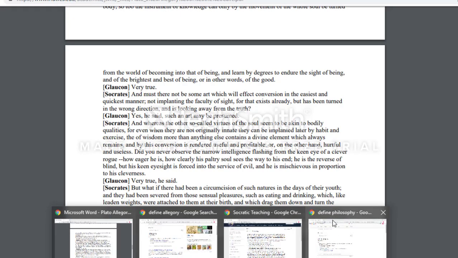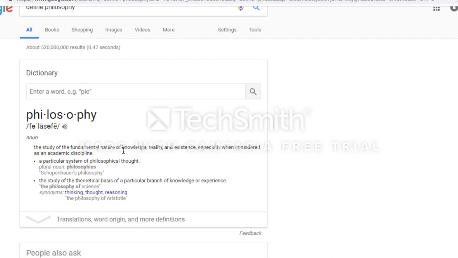And by the way, to those who don't know what philosophy is, it's the study of the fundamental nature of knowledge, reality, and existence, especially when considered as an academic discipline. So discipline, how would you define that? You can explain that in your own words. We'll talk about it. It's basically like, how do you find the way of thinking? What is the truth for you? What is knowledge to you? What does it mean to be wise?